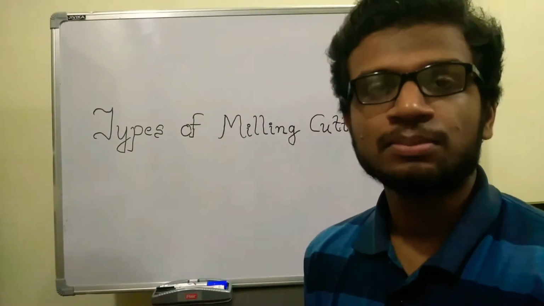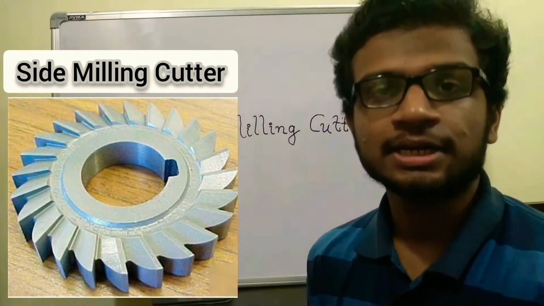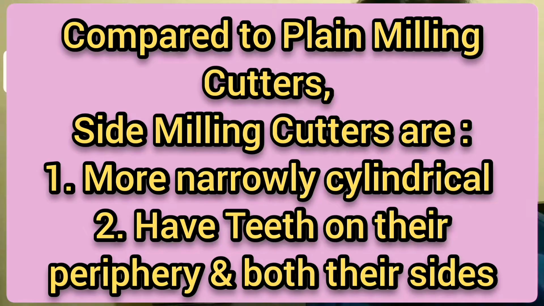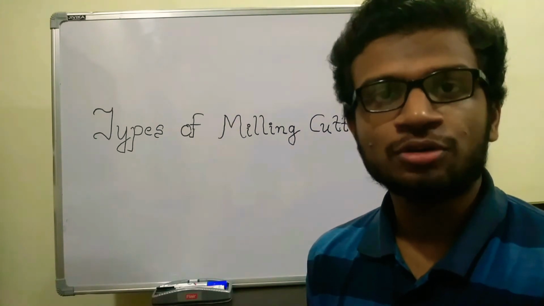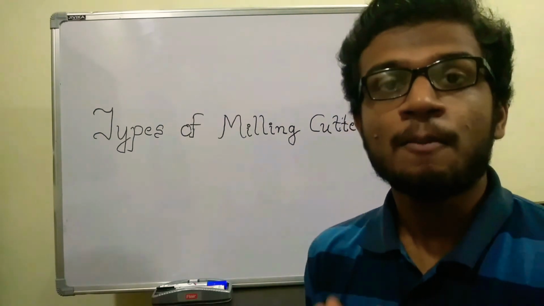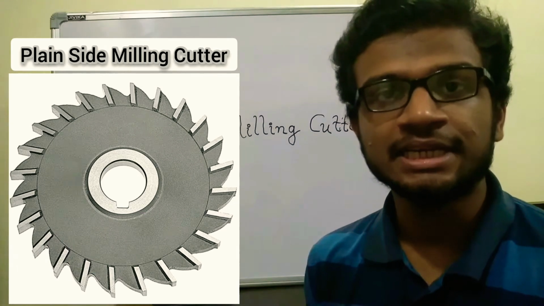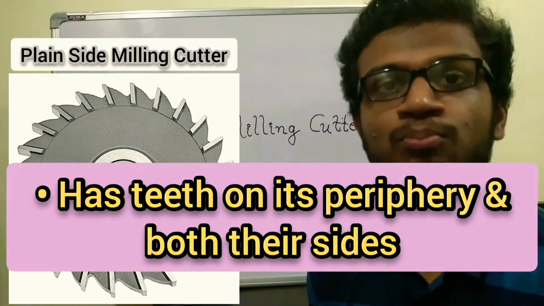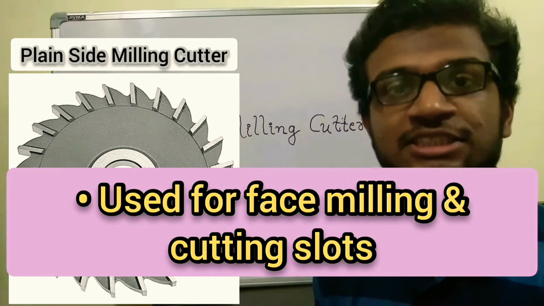Let us now discuss side milling cutters. As compared to plane milling cutters, these side milling cutters have teeth on their periphery as well as on both of their sides. They are used for various functions, but first let us discuss 2 different kinds of side milling cutters. The first one is the plane side milling cutter. It has teeth on its periphery as well as on both of its sides. It is used for face milling and for cutting slots.